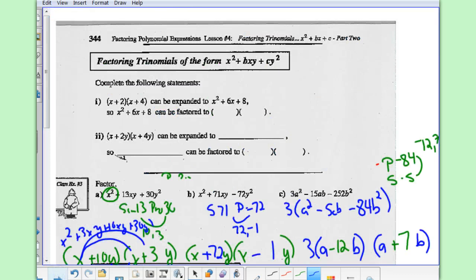Lastly, you need to make sure that you are able to factor things that are a little weird. So notice that x plus 2 times x plus 4, it expands to be x squared plus 6x plus 8. And so the factors are x plus 4 and x plus 2.